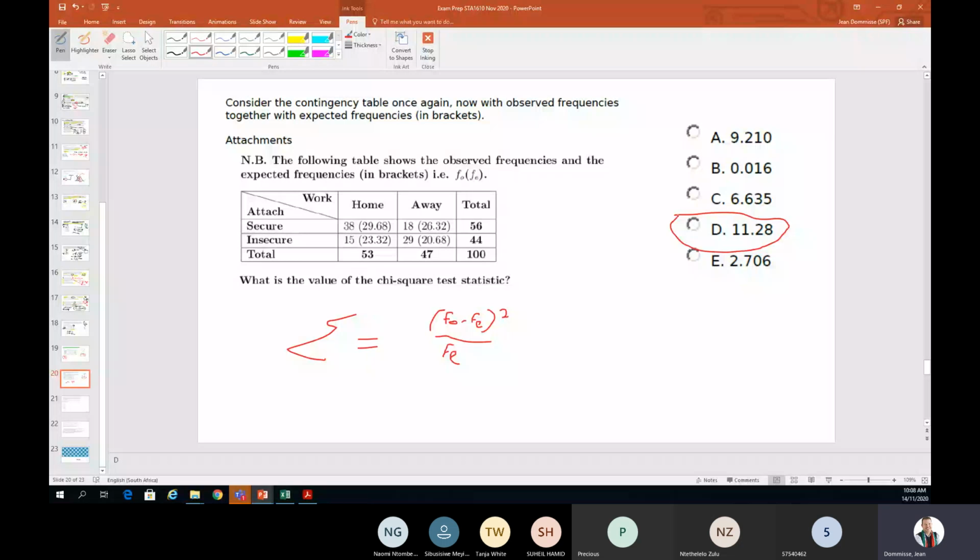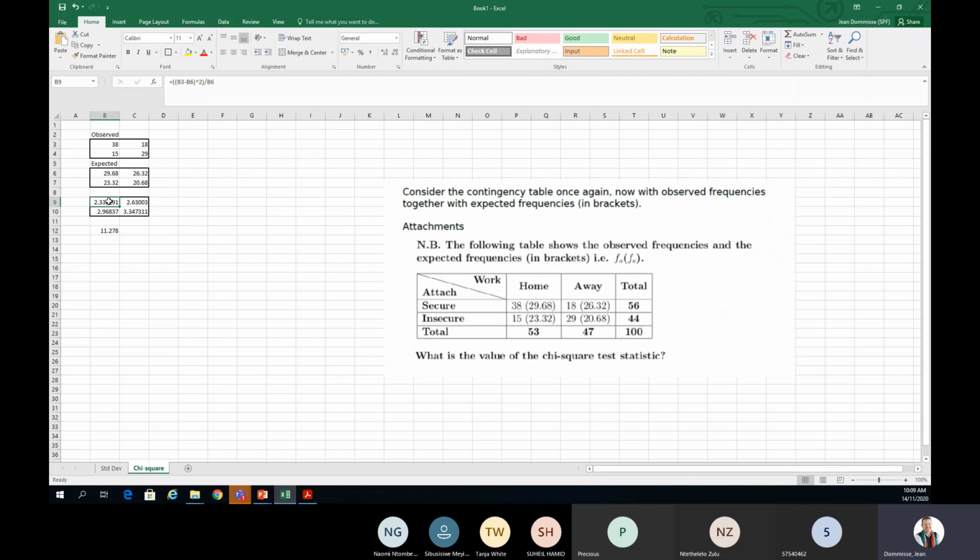Otherwise you would have needed to physically write it out somewhere on a table, or on your calculator: that minus that to the power of 2 divided by the expected to get that answer. The same, that minus that to the power of 2 divided by expected to get that. Same there, the same there, and then you need to add everything together.